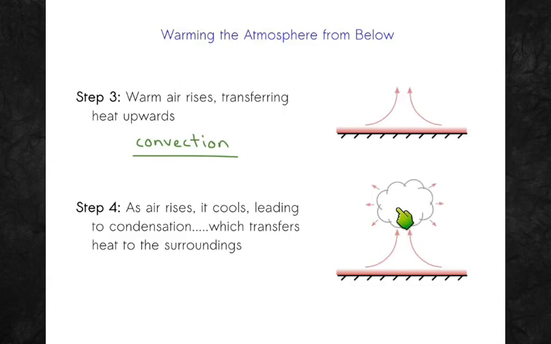And if you do form a cloud, then that means that you're going to have water vapor condensing into droplets, which means you're going to end up dumping latent heat into the surroundings. That's what all these little arrows are around the cloud. That's the latent heat being dumped into the surroundings. So we've got our latent heat being added to the surroundings.